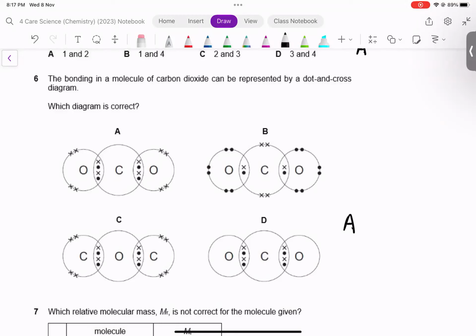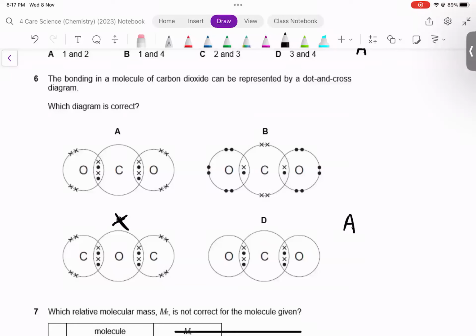Now, a common mistake that students will make is to choose C or D for such a question. Why would they choose C? They would choose C if they did not pay attention to the symbols of the elements. It's CO2, 1 carbon, 2 oxygens. So C cannot be the answer because C has 2 carbon atoms. That's incorrect.